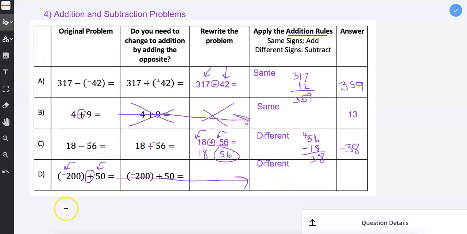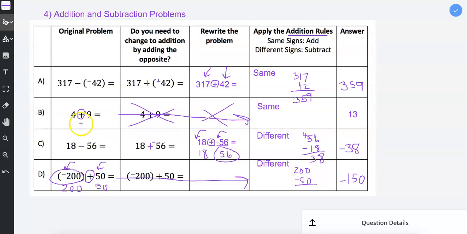Now to determine what goes on top, I'm going to write the absolute value of each. Remember, absolute value is distance from 0, and distance from 0 we record as a positive number. So this makes both of these positive. And when I look at both of these positive numbers, I can see that 200 is larger than 50. So I take 200 and I subtract the 50, and I know that that is equal to 150. And then I look back and I determine that I had more negatives than positives, so the answer is going to be a negative 150.